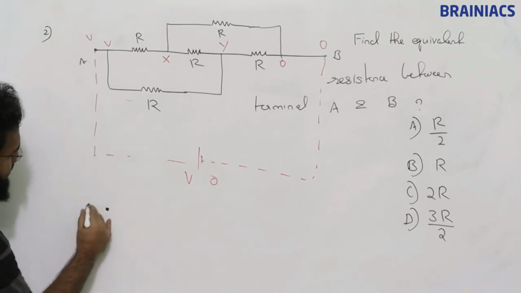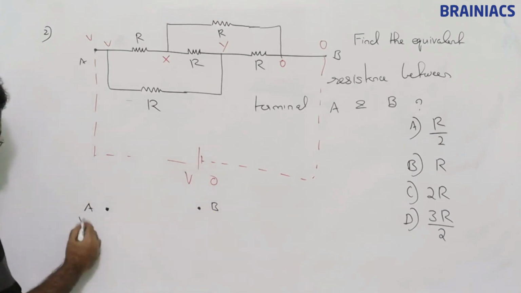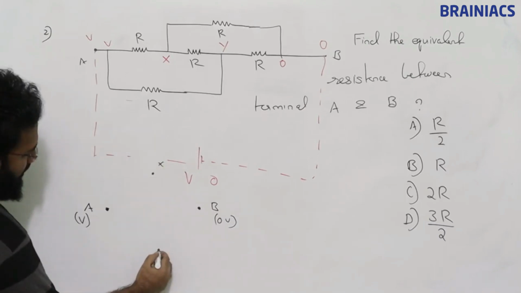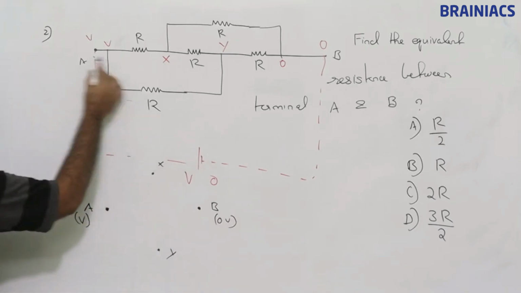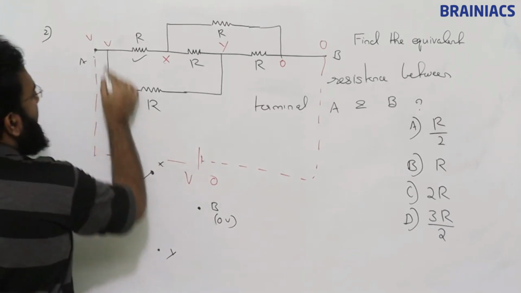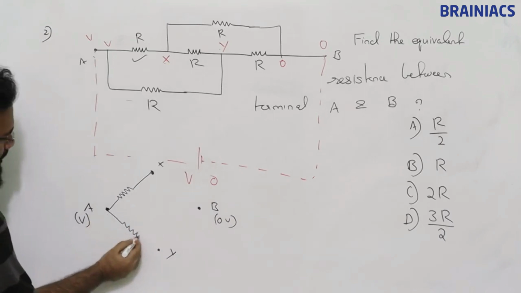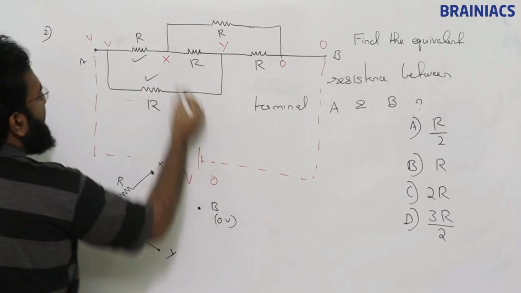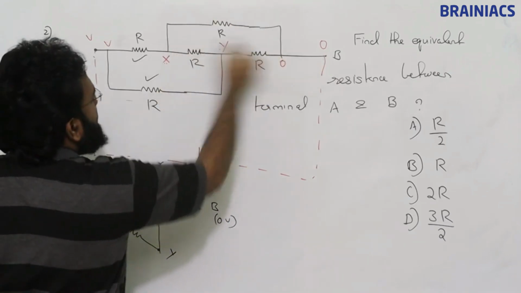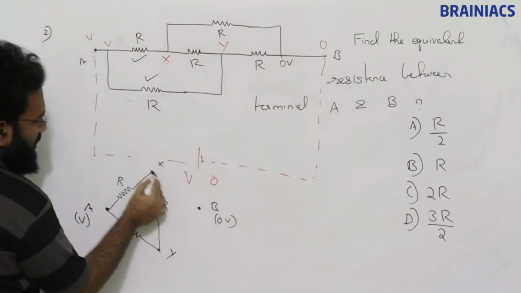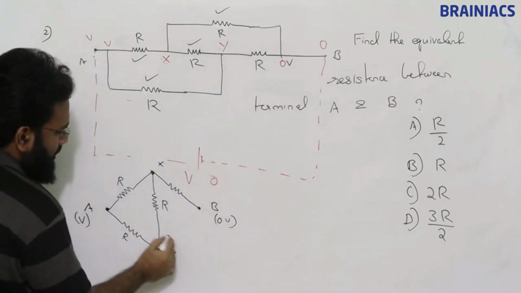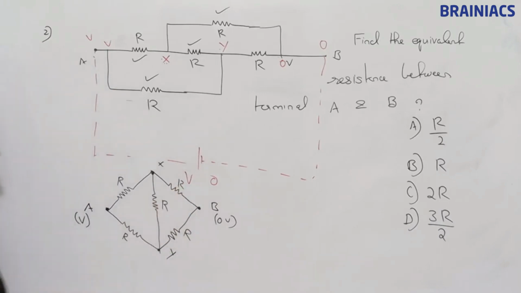So A, B, this will be V, this will be 0 volt, and this is X, this is Y. Just we will verify. So between A and X, this one we will draw like this. Between A and Y, another resistance R. This is also done. Between X and Y, there is another resistance R. Then between X and B, this is 0 volt. So this is also done. Then between Y and B, R. What is this? This is a Wheatstone's bridge.